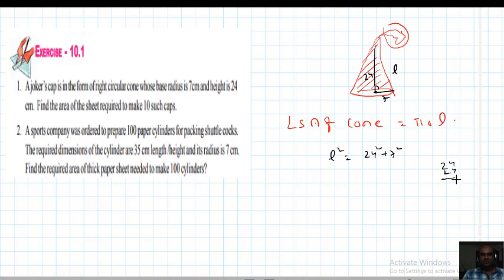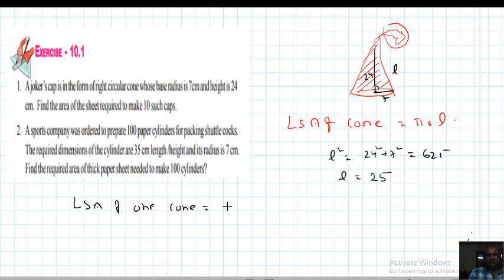24 is 16, 4 96, 48, 6, 7, 576, 576 plus 49. So here 5, here 625, that is 625. Lateral height of the cone is 25. So LSA of one cone equal to pi into R, which means 7, into L, which means 25, just now you got.